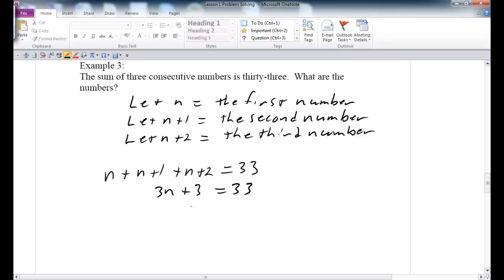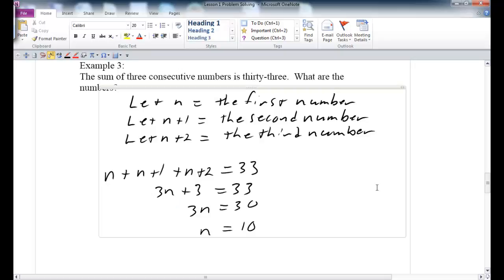Subtract 3 from both sides in order to isolate that n. 3n equals 30. And then divide by 3. n equals 10. We've got our solution. Let's check to make sure, and then we can write our sentence answer.